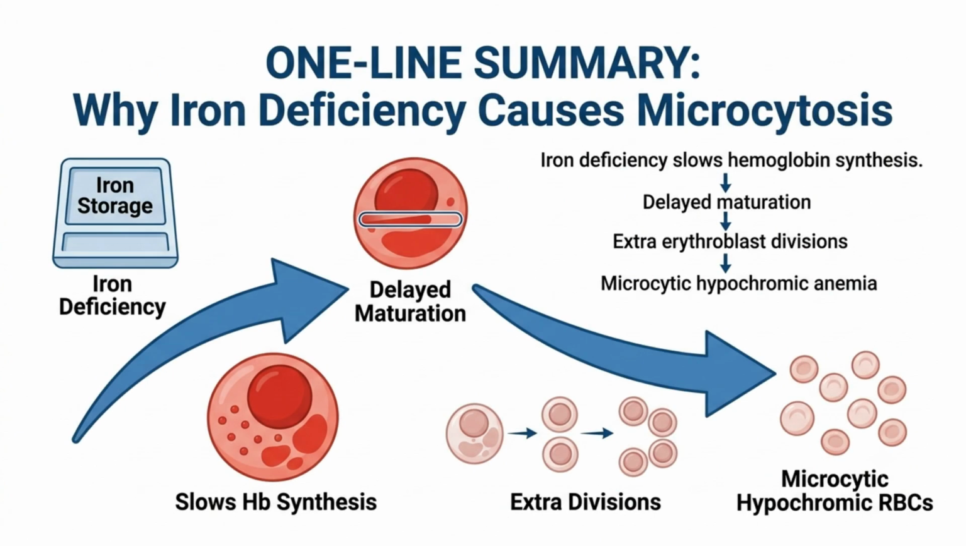Let's finish with one sentence that summarizes the entire concept. Iron deficiency slows hemoglobin synthesis, delaying erythroblast maturation. This results in additional mitotic divisions, producing smaller red blood cells with reduced hemoglobin content, the hallmark of microcytic hypochromic anemia.